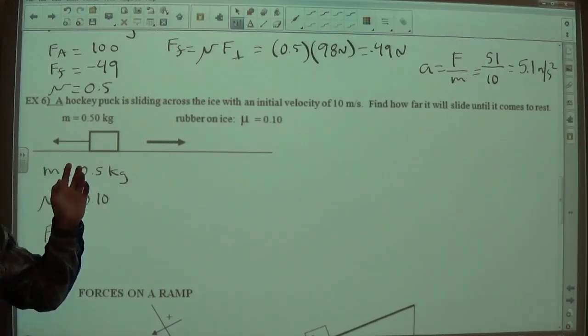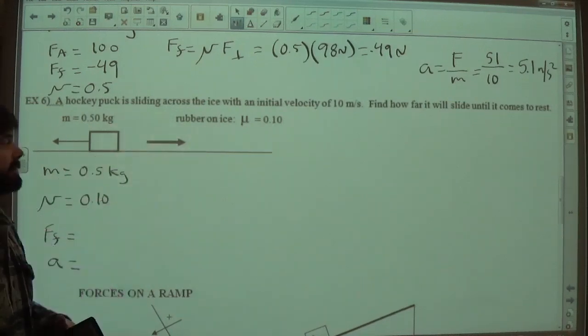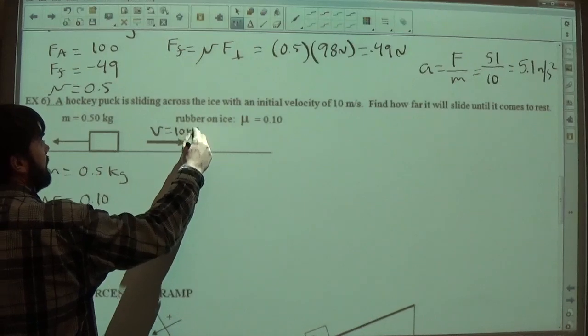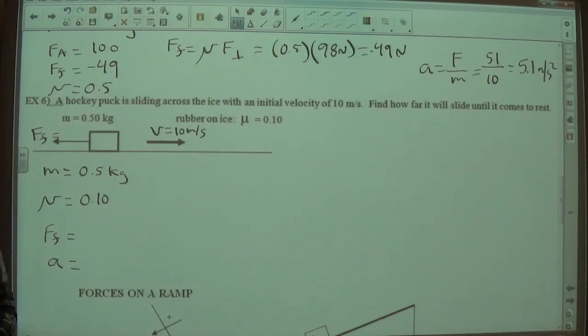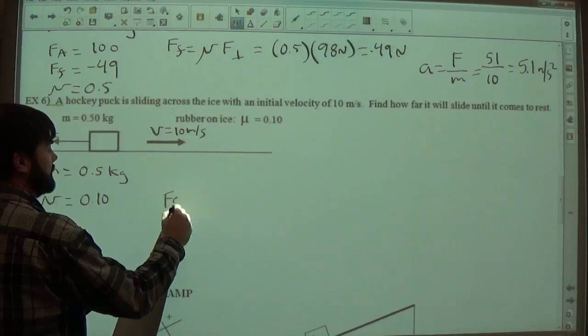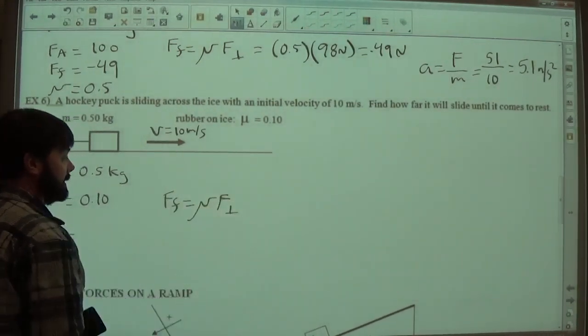There is only one force acting on the object. It's moving this way with a velocity equal to 10 meters per second, but friction is slowing it down in the opposite direction, going this direction. We need to figure out what that force is. So let's start there. Our force of friction is equal to mu times your force perpendicular.